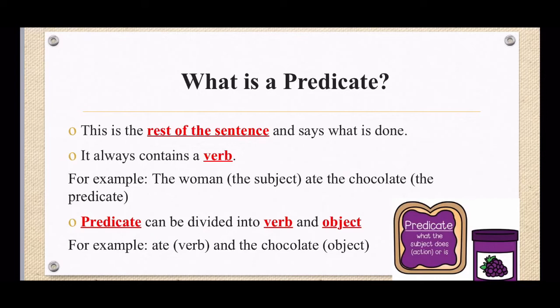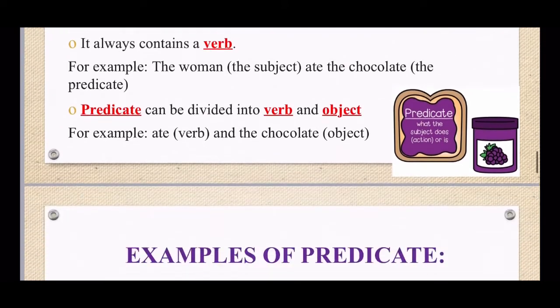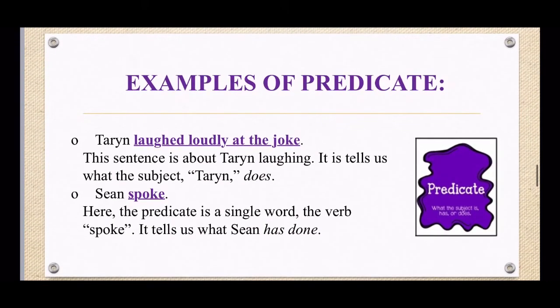So a predicate can be divided into a verb and an object, right? For example, ate in the sentence is the verb, right? It's the action, what she is doing. And the chocolate is the object, right? An object is something that we can physically touch and see, right? So a chocolate you can see and you can touch it, and it's an object, right? So in a sentence, when you use predicates, they can be verbs and objects, right? So let's look at some examples of predicates.